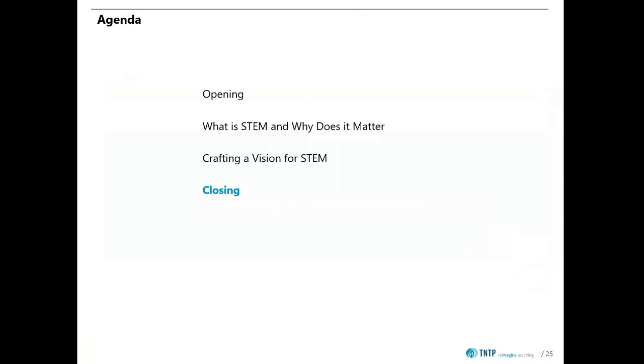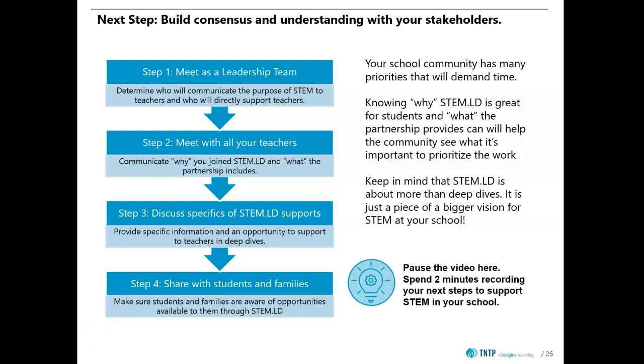Great work on your vision statement. Let's summarize where we've been and identify where we're going next. The next step after drafting your vision statement is to begin building consensus and understanding with your stakeholders. We recommend that you take the following next steps. First, meet with the leadership team. Determine who will communicate the purpose of STEM to your teachers and who will work to directly support teachers.